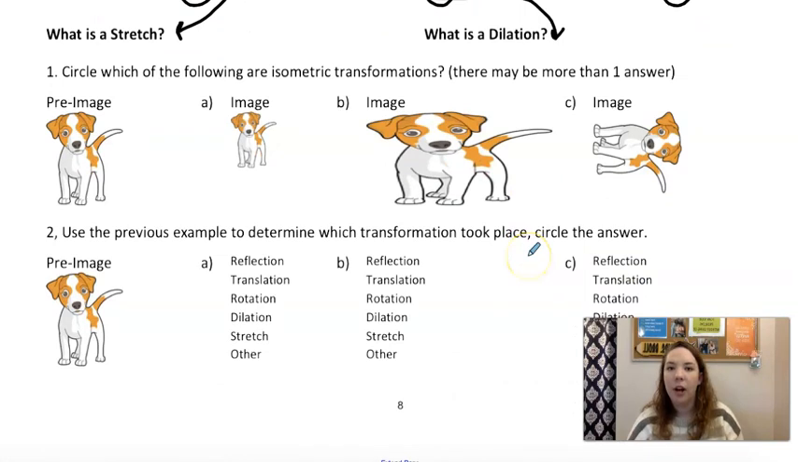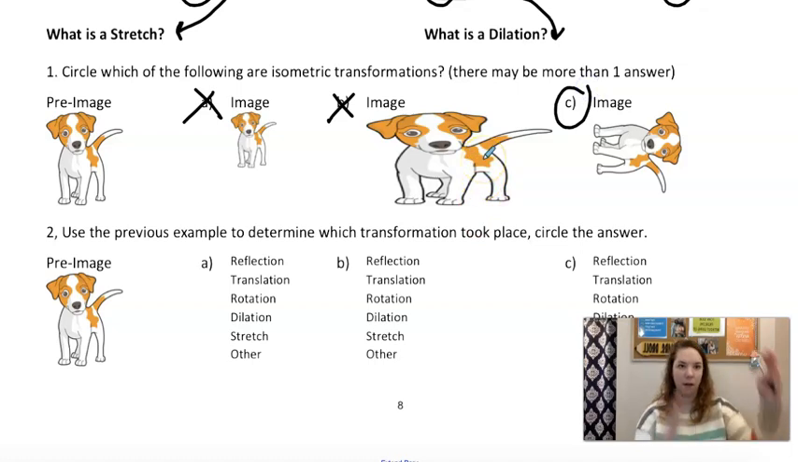Circle which of the following are isometric transformations. So that's a reflection, a rotation, or a translation. So if this is our pre-image, this would not be isometric because it changed size. Same here, it changed sides. But this would be because all it's done has been turned about 90 degrees clockwise. All right.